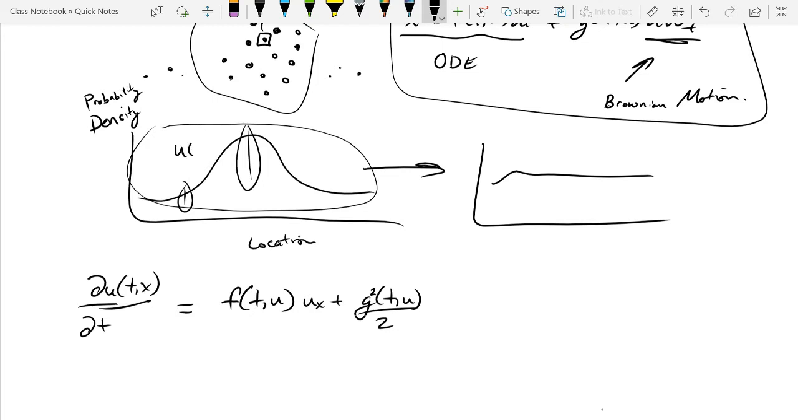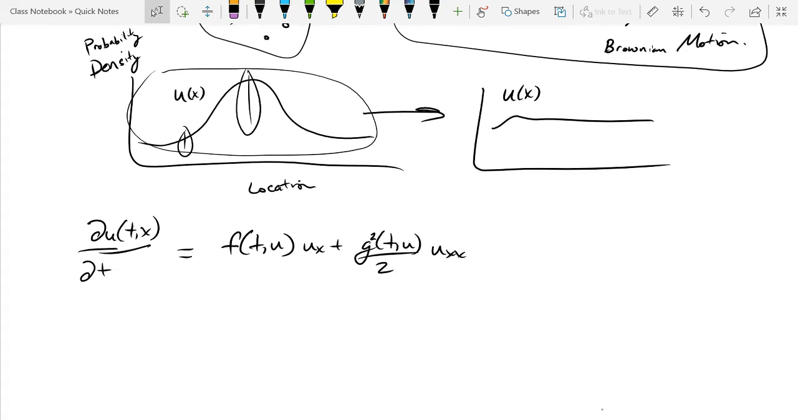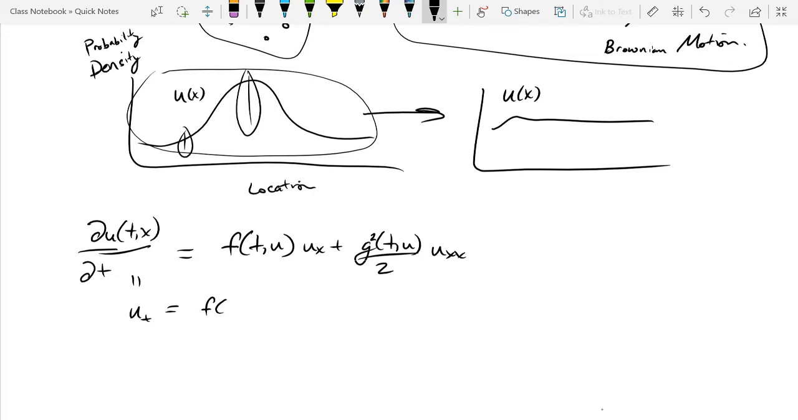So this function right here is u of x, and this goes to u of x at a later time. So this is u sub xx. And you can also write this as u sub t. It has some function here, u sub x, plus some function here, u sub xx.